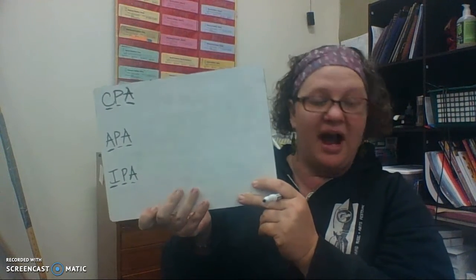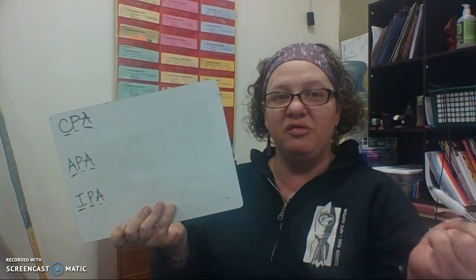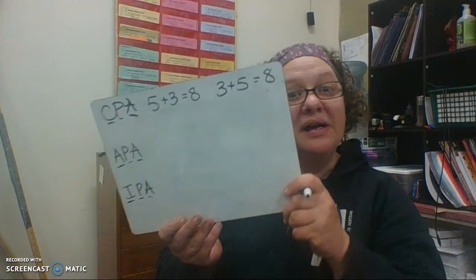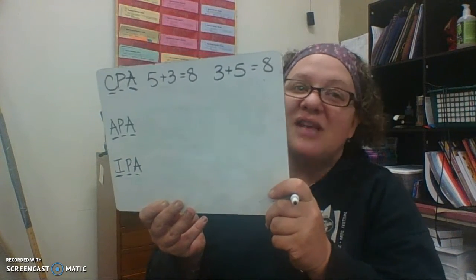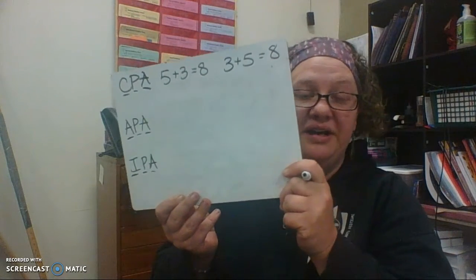The commutative, I always like to say, well, commutative is like communicate. So it's just communicating in a different way. So the commutative property of addition basically is saying that 5 plus 3, which equals 8, can also be written in a different way: 3 plus 5 equals 8. Now, as we know, if we did this in subtraction, it would not work. That's why it is a property of addition. It's also a property of multiplication because it works with multiplication too. But we're talking about addition today.